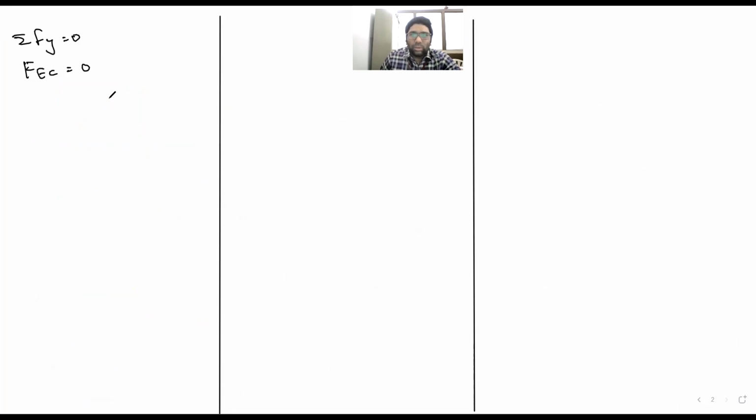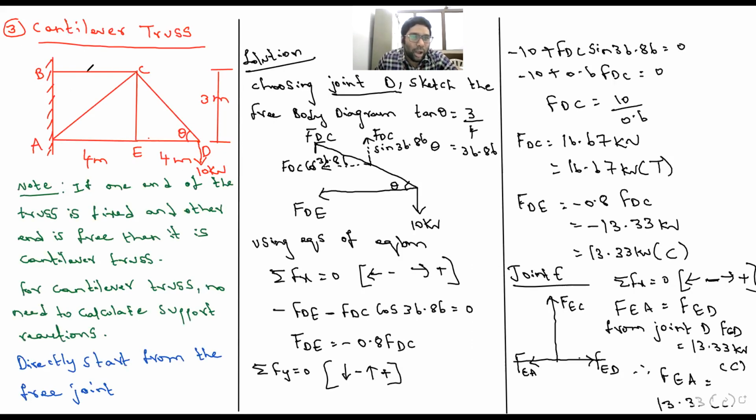Okay. Then we go to joint C. Now let us go to joint C. See what all we have in joint C. Horizontal member CB, vertical member CE, inclined members CA and CD. That is all we have. So we will sketch that.